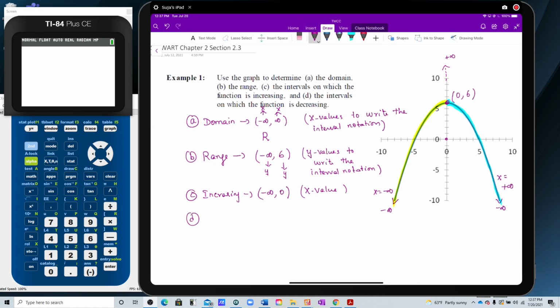Same thing for decreasing, we will be using the x value to write the interval notation. So I would say it's decreasing from the x value of 0 to the x value of positive infinity. Here again, remember to use the x value to write the interval notation.